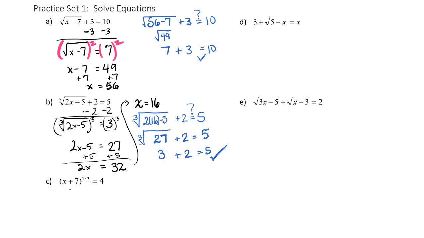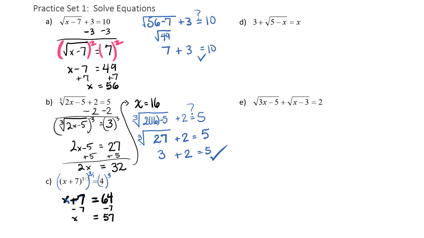Let's look at part C. This has x plus 7 raised to the 1/3. So I'm going to bring that to the third power, so 3 over 1 basically, and that gives me x plus 7 equals 4 to the third. So this is equal to 64 on the right. Now we just subtract 7 from both sides, and x equals 57.